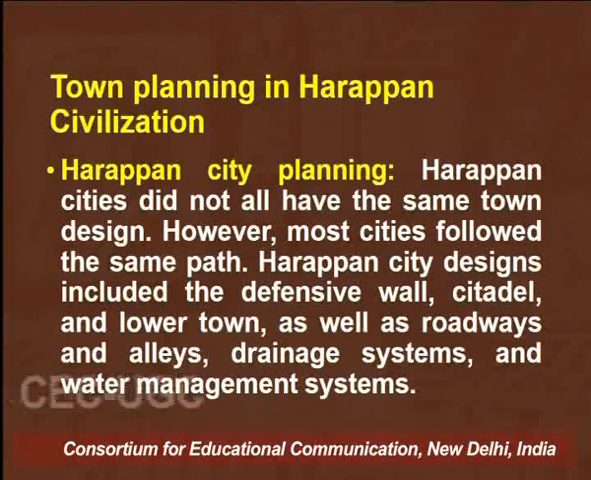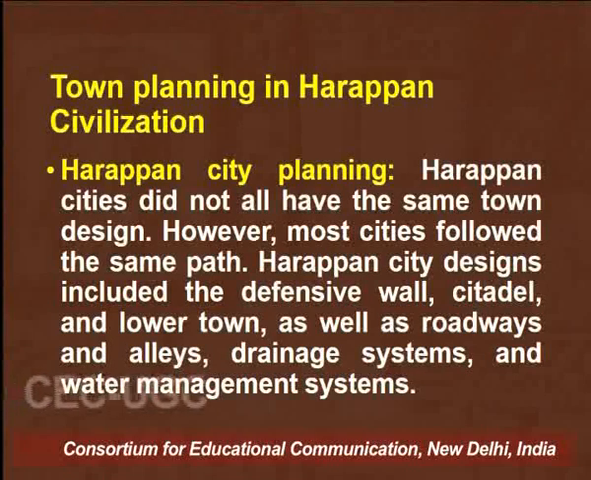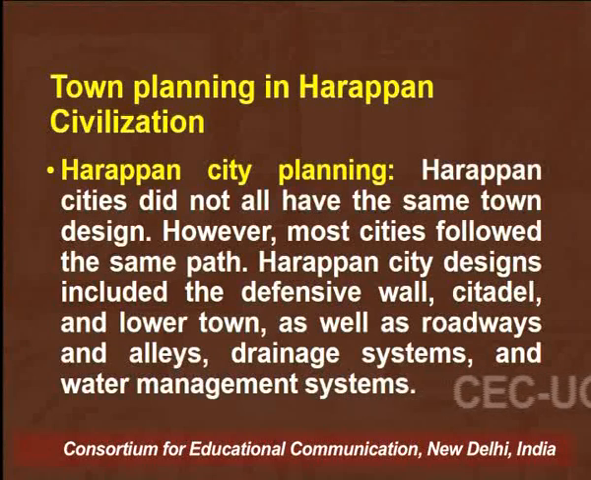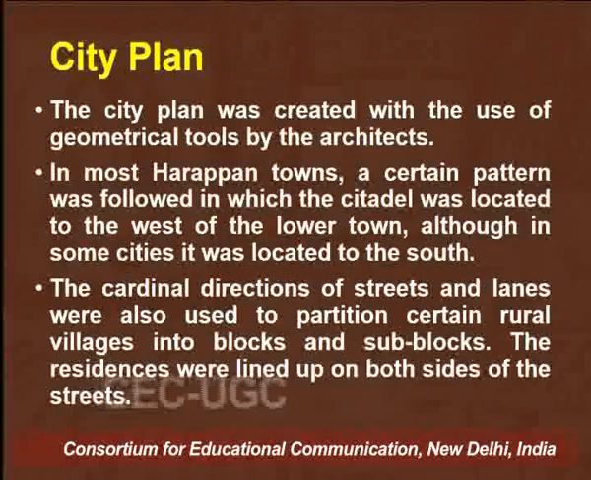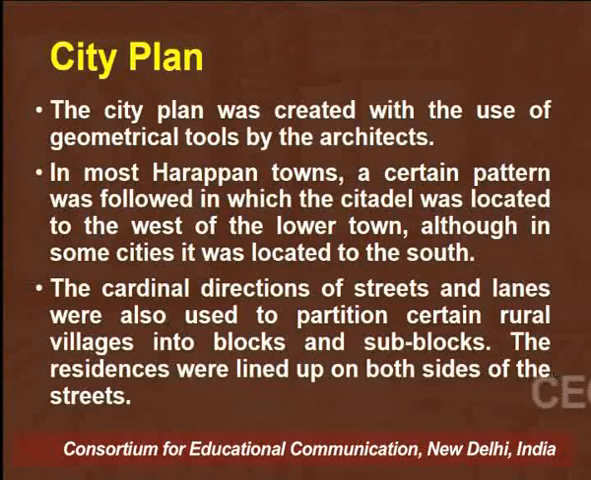Harappan cities did not all have the same town design. However, most cities followed more or less similar designs in the sense of usage. Harappan city designs included the defensive wall, citadel, lower town, as well as roads, alleys, drainage system and water management systems, which were found in most of the centers of this civilization. If we talk about the city plan, it was created with the use of geometrical tools.